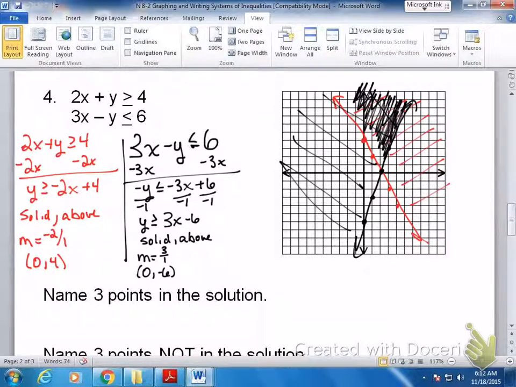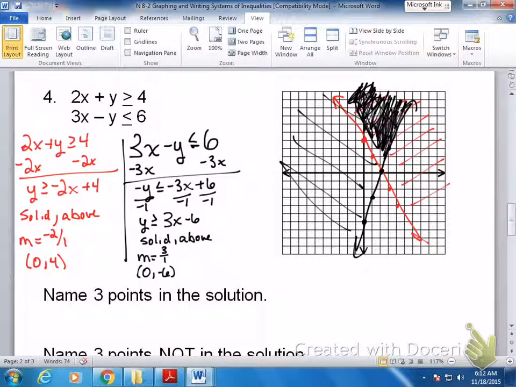I kind of have my view here in a rough spot, but the next two questions are talking about this graph that we just did. It says name 3 points in the solution. There's lots of ways we can get this. Any points that are in that completely shaded region, that shaded overlap, those are going to be answers to our equations, okay? So we could pick any of those points. Now, since these were also equal to, not just greater than or less than, we could also pick any points that are on our line.